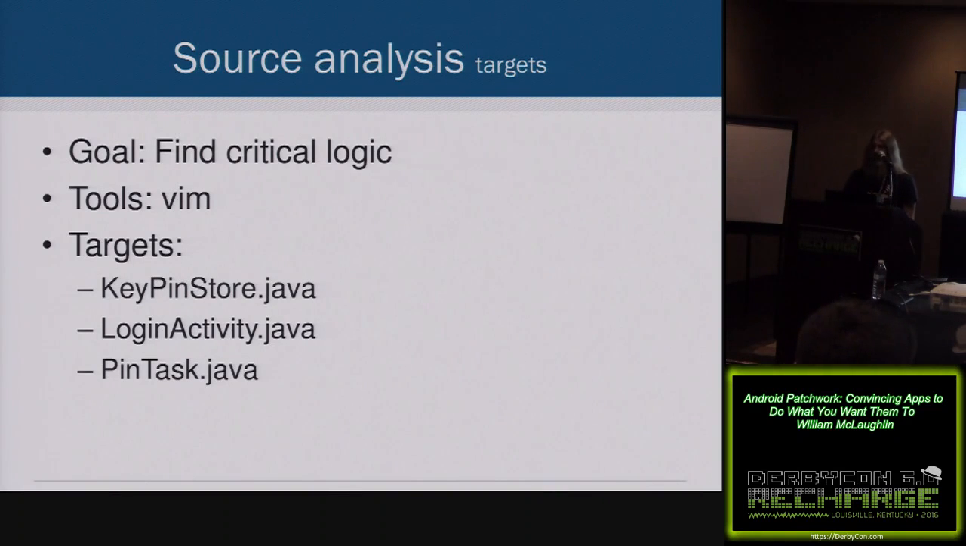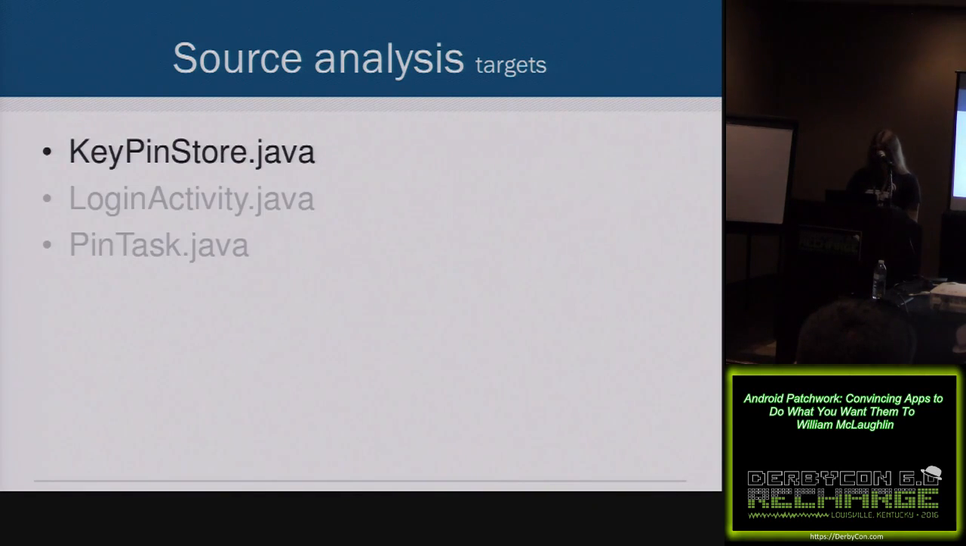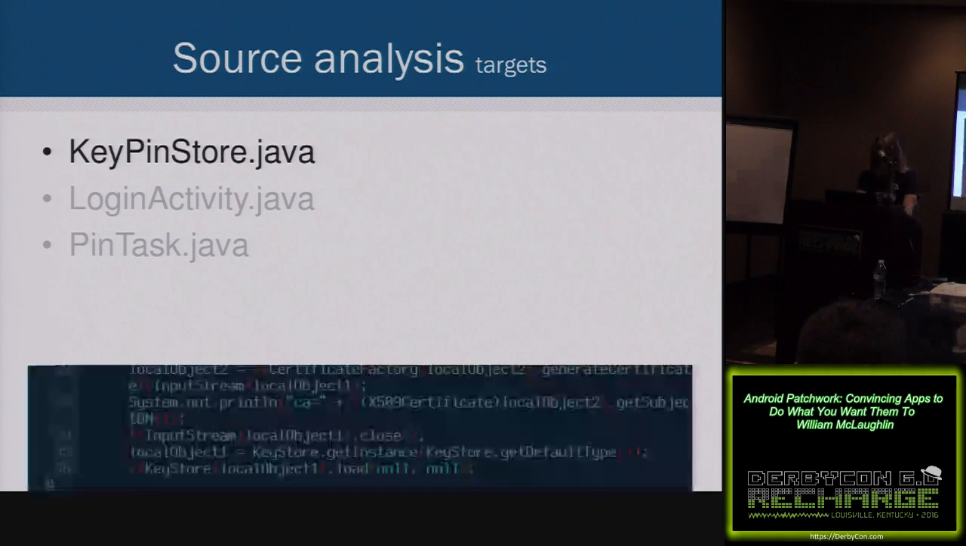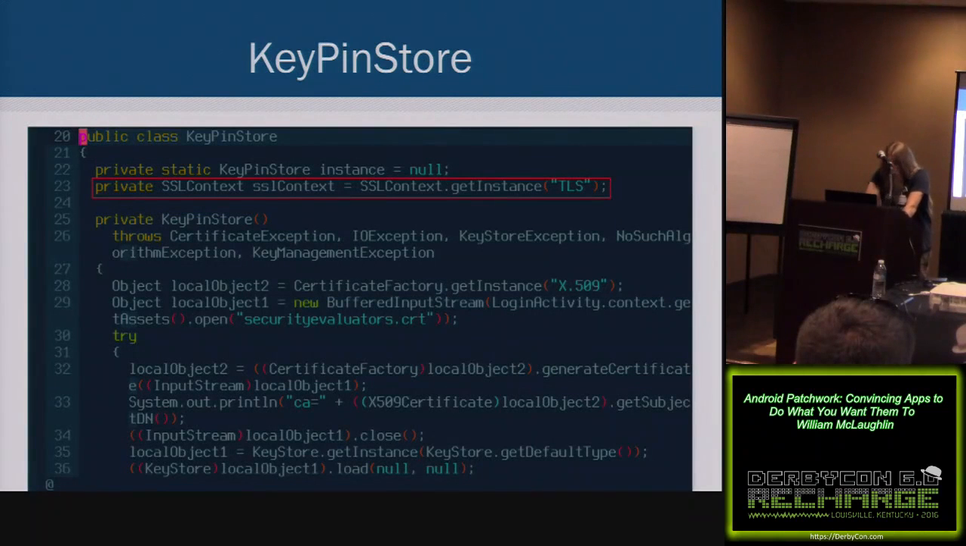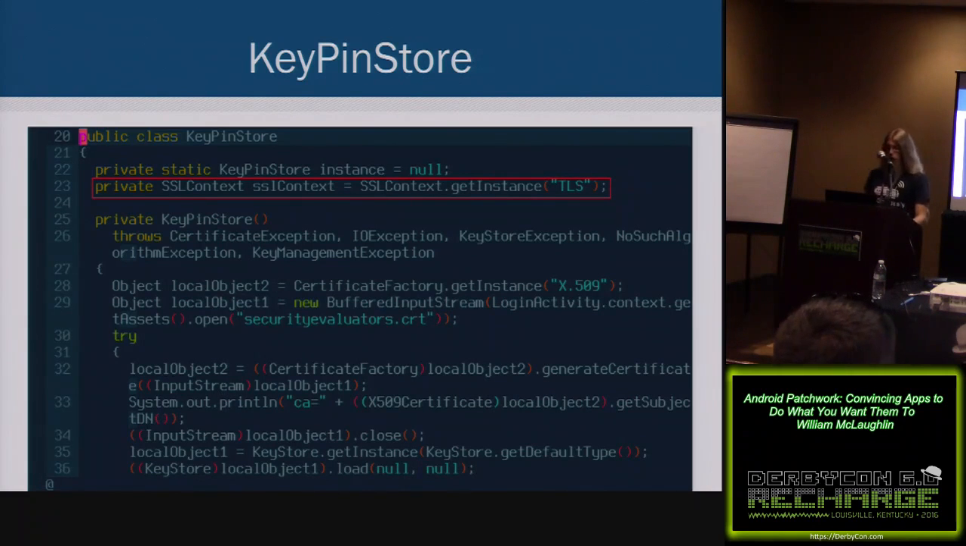Tools for this, any text editor can be used. I'm going to be using Vim. Our targets are the 3 files we identified. First up is this KeyPinStore file. So we open it up, and the first thing we see is a couple of class members. We have a KeyPinStore instance, which is null. And importantly, we have an SSLContext variable.